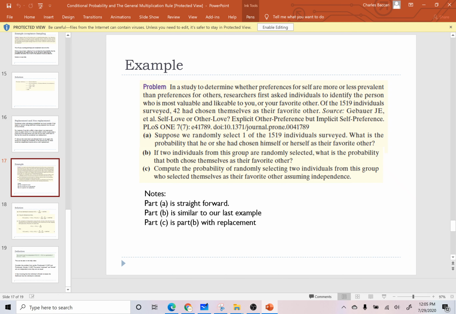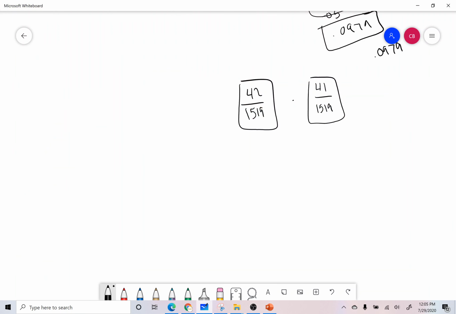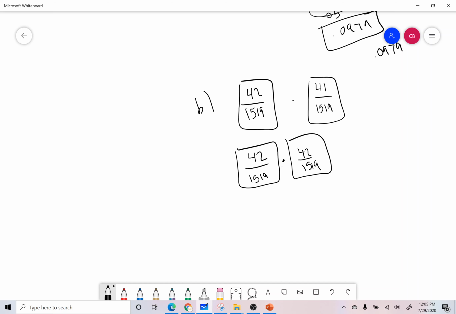Okay, and then compute the probability that randomly selecting 2 people, their favorite other, and assume independence. So they're putting the person back in. The first one would be a 42 out of 1,519 chance, and the second would be a 42 out of 1,519 chance. So you could technically pick the same person twice in this part C result.